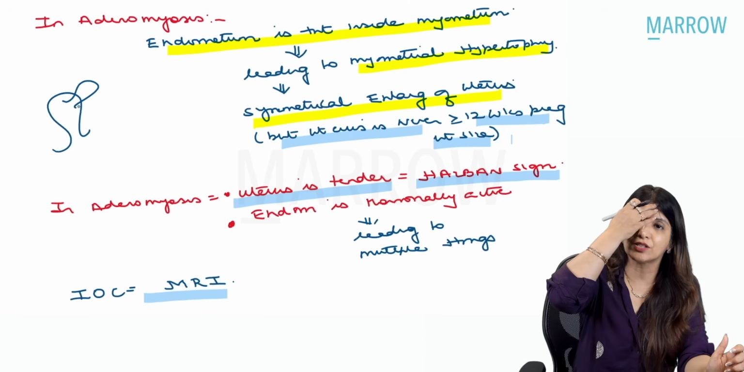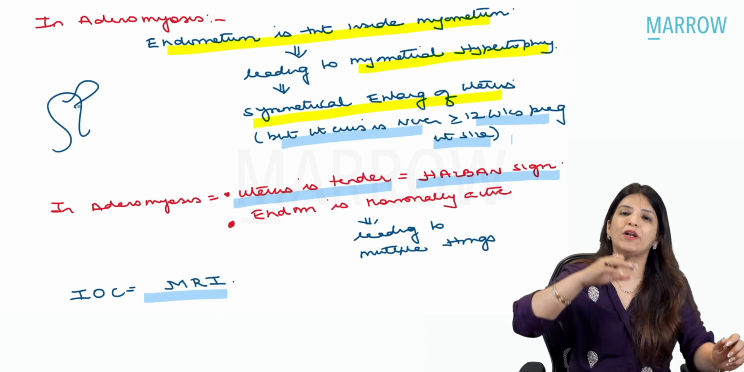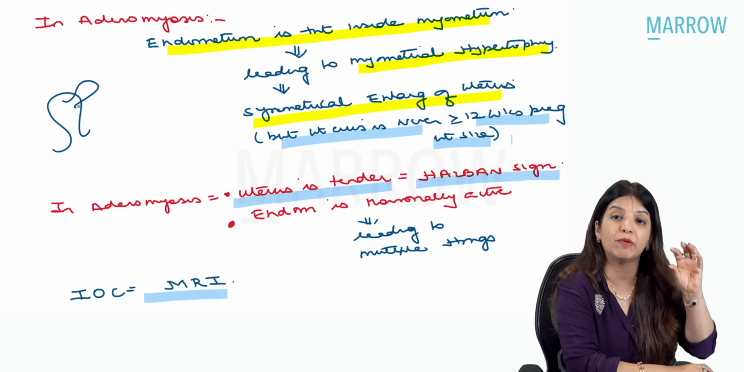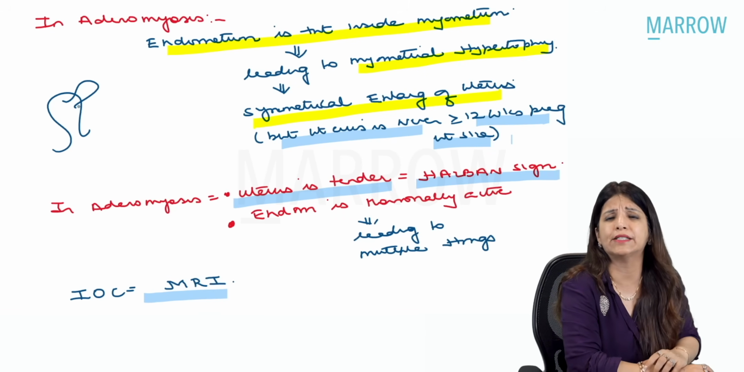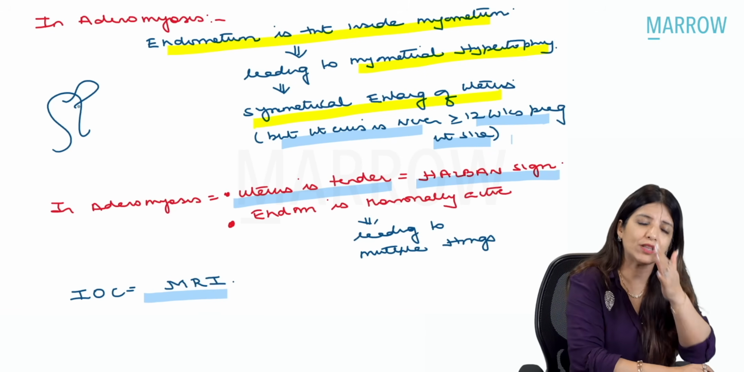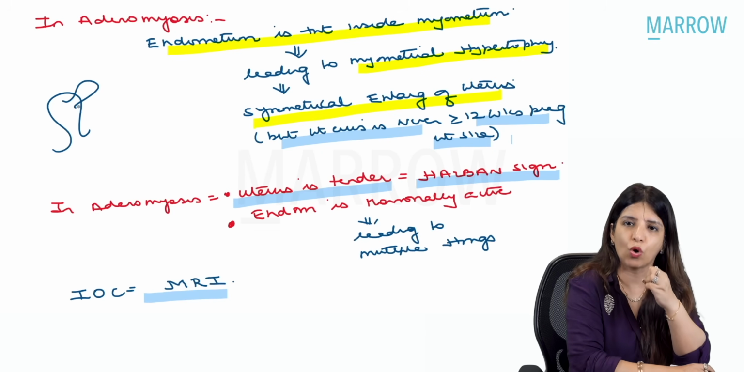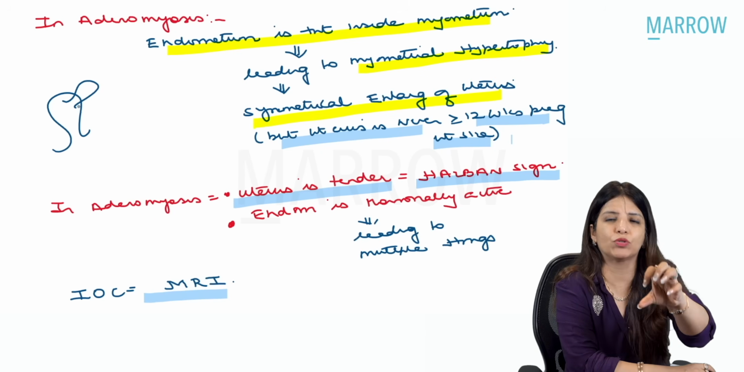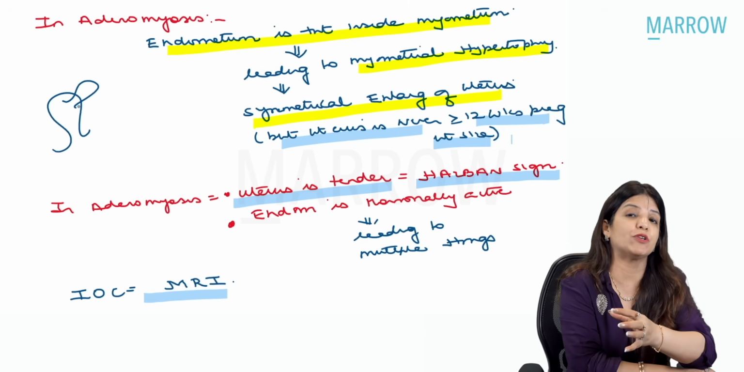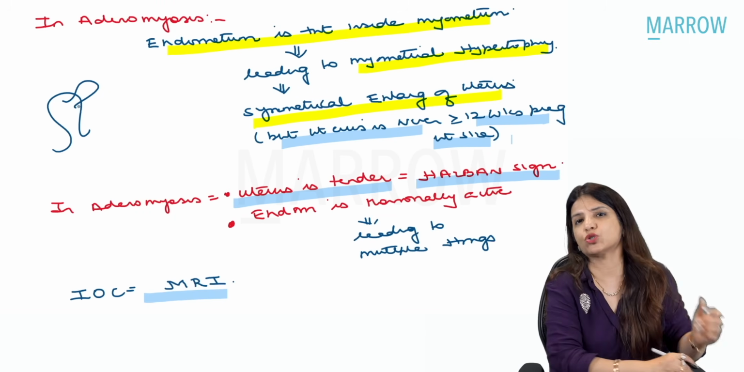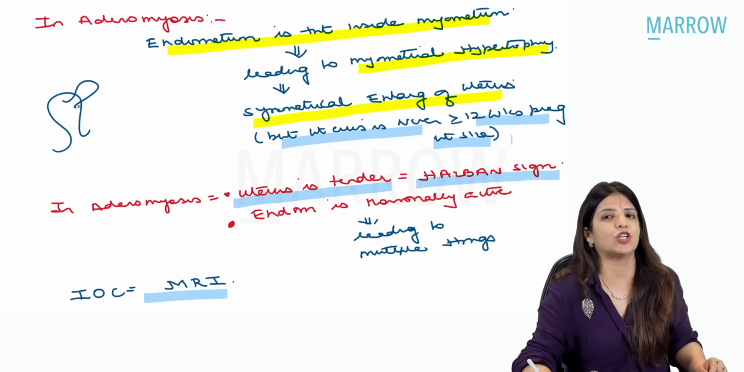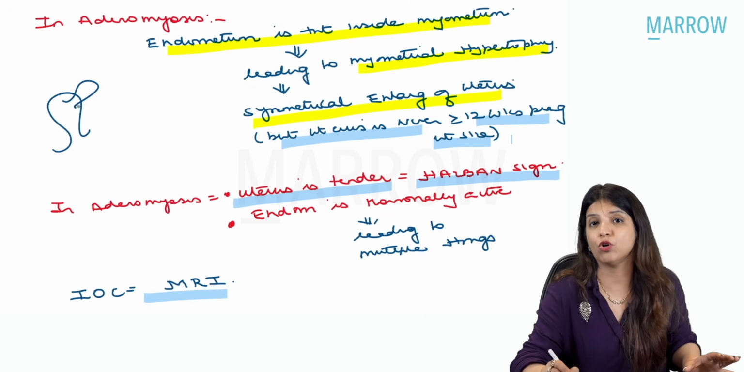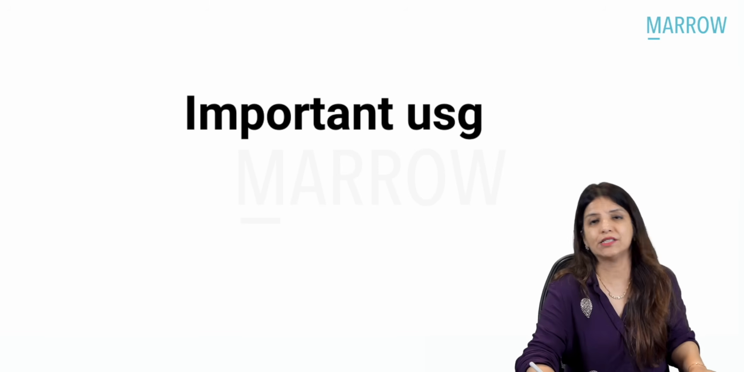Why do you think tenderness is present? This is because the endometrium is hormonally active, so there will be bleeding every month. There is going to be bleeding inside the myometrium, and for that blood to dissolve, inflammatory cells are going to come. Because inflammatory cells come, it leads to inflammation and there will be tenderness. So in adenomyosis, the uterus is tender, right?